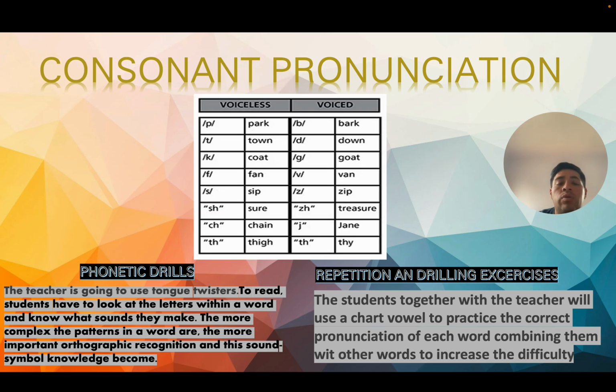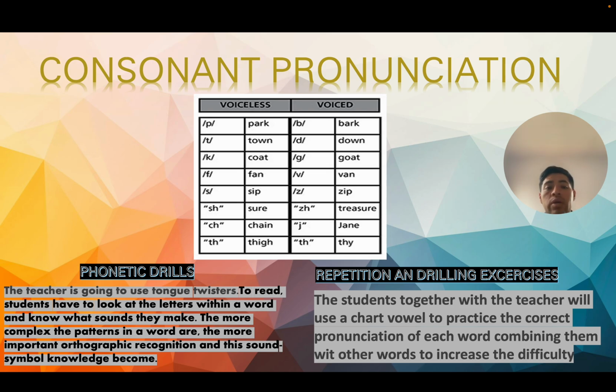So also we are going to use repetition drill exercises. The teacher together with the students are going to use a vowel chart in order to practice the correct pronunciation of each word, combining them with other words to increase the difficulty. We have voiceless and voiced words. Voiceless words: we have park, we have town, we have coat, and we have fun, we have sip, we have sure. These are voiceless words.